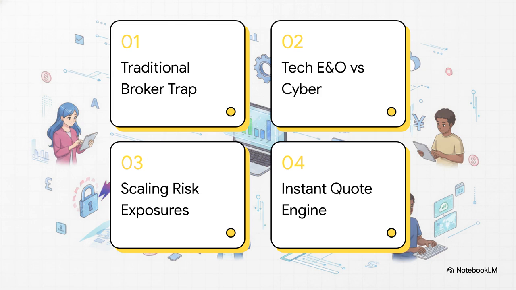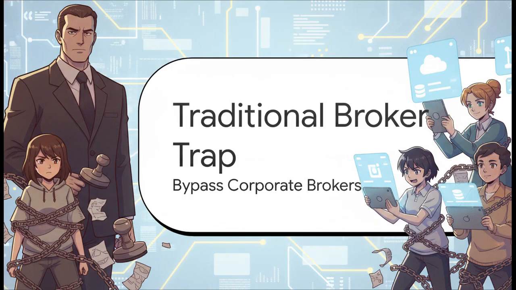All right, let's dive right in. Here's our quick roadmap for today. First, the traditional broker trap. Second, we'll break down tech E&O versus cyber liability. Third, scaling your risk exposures. And finally, the instant quote engine. Starting off with Section 1, the traditional broker trap.